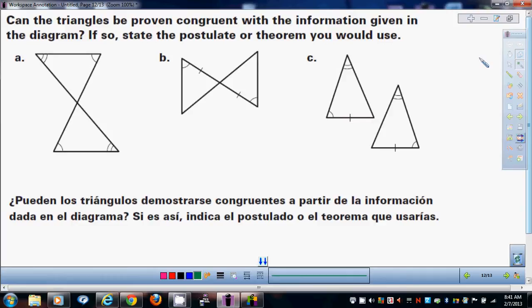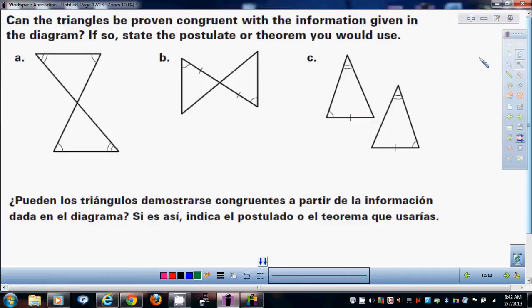So you could have said vertical angles, or third angles theorem, but all that does is tell you the 3 angles are congruent, which is not enough to show the triangles are congruent. Now you may be thinking, why isn't it enough? If the angles are the same, why isn't it the same triangle?